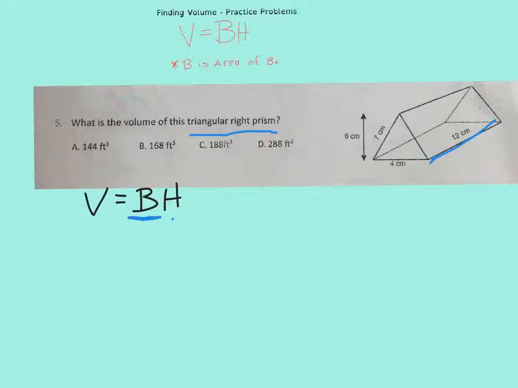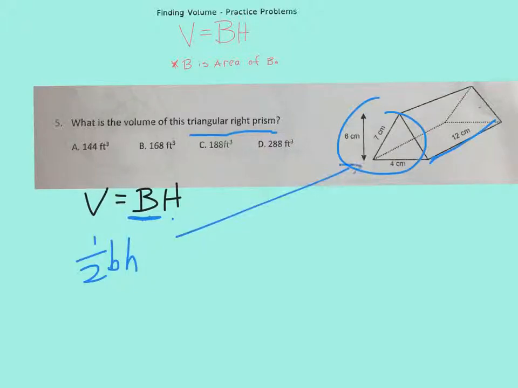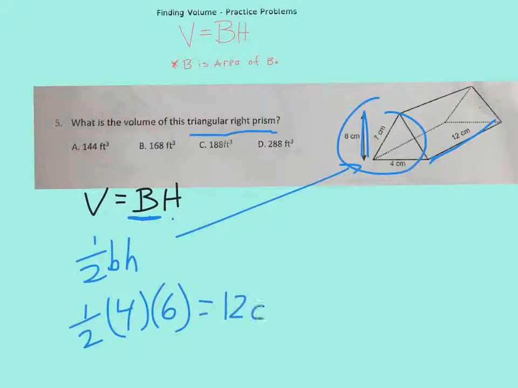All right, so let's work on finding the area of the base, which is the area of the triangle, and we know that's 1/2 little b, base times height. So I'm just looking at the triangle to do that. So I know that the base is 4, so it'd be 1/2 times 4. The height is 6. So 1/2 times 4 times 6 is 12 centimeters squared. So that's the big B.